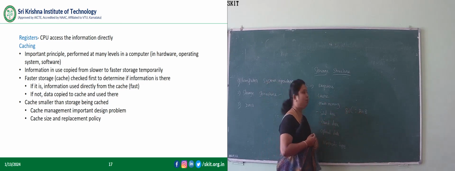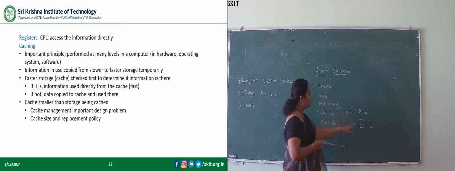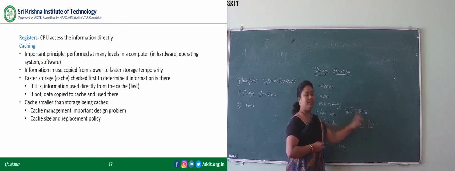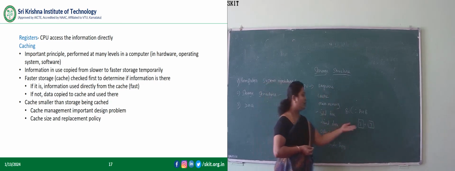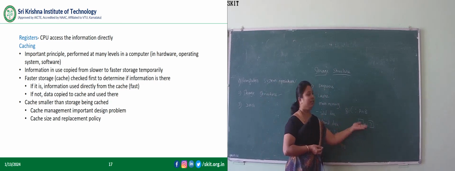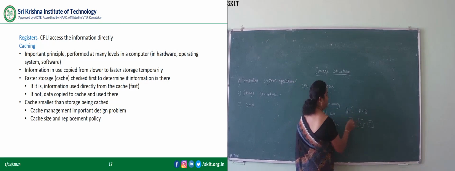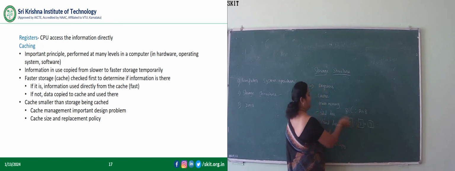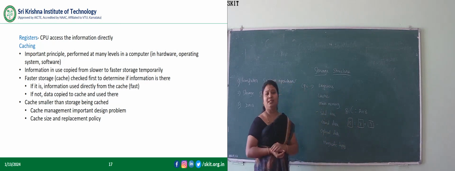A and B should be available in the registers. For example, A is 8 and B is 7. These will be stored in register A and register B. Then the CPU will take the data from the registers and perform the addition. Then it will store the result again into another register, that is C. So this is the way the CPU uses the registers.